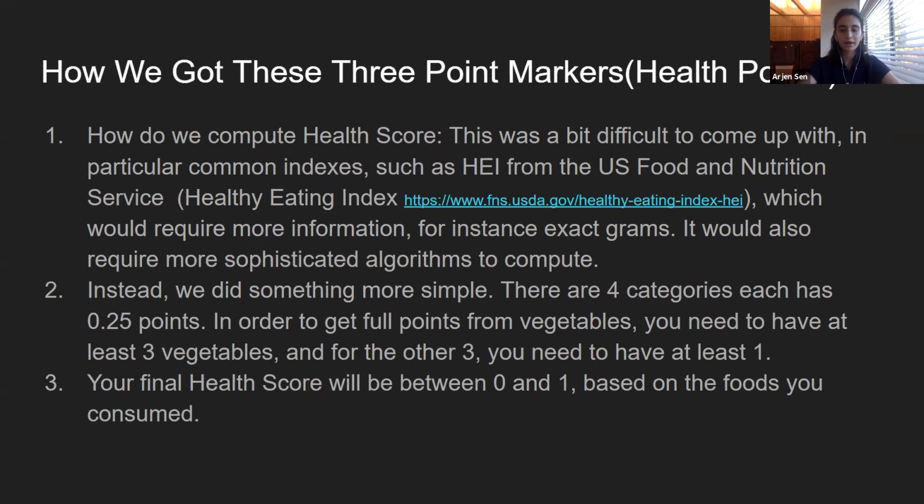There are 4 categories, and each has 0.25 points. In order to get full points from vegetables, you need to have at least 3 vegetables. And for the other 3, you need to have at least 1 of the selected food items. Your final health score will be between 0 and 1 based on the foods you have consumed.